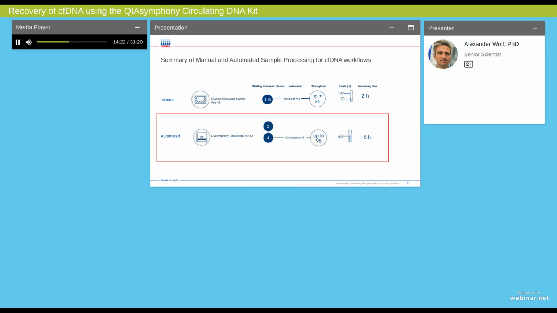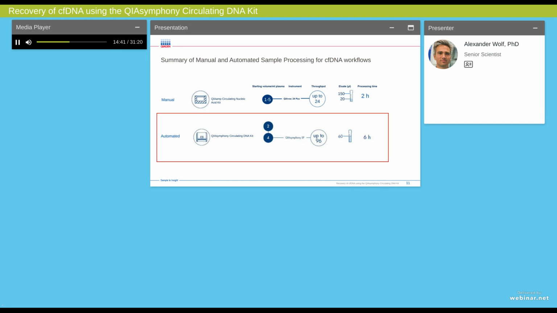The simple procedure is suitable for simultaneous processing of up to 24 samples in less than 2 hours. A flexible elution volume of 50 to 150 microliters can be applied. If higher nucleic acid concentrations are required, the elution volume can be further reduced as low as 20 microliters.